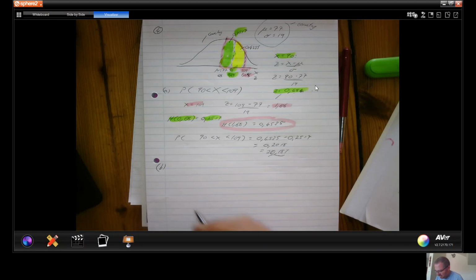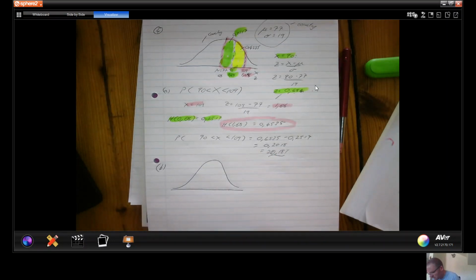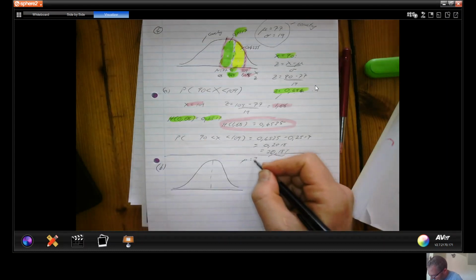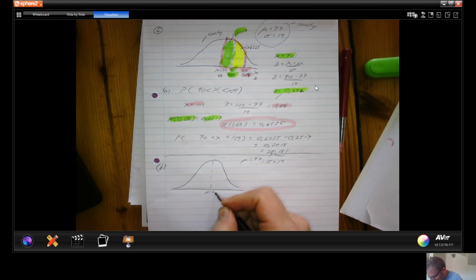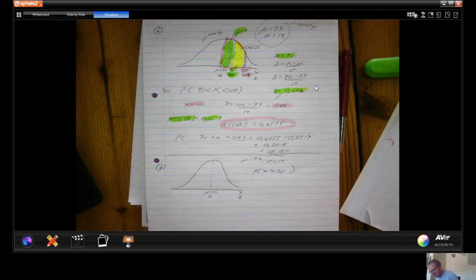Let's just quickly draw another diagram. We've got a mean of 77, mu is 77, let's not forget that, and in this country the standard deviation is 19. Here are my X scores, my Z scores, that's 0. For B, I want to know the probability that X is greater than 120, which in this country is going to be very small.